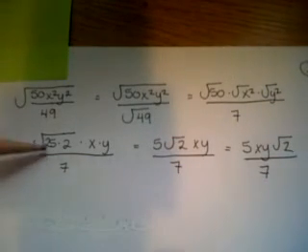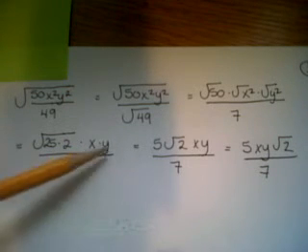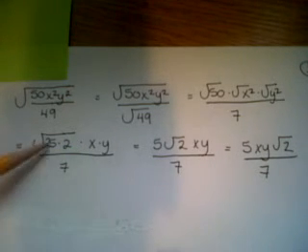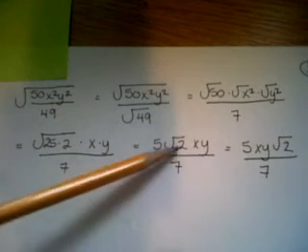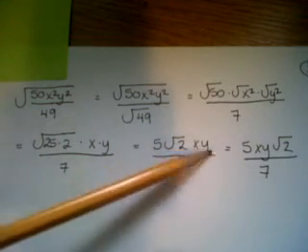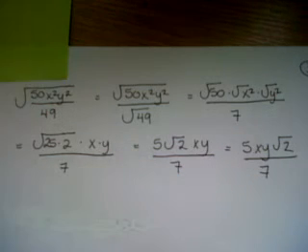Well, this is the same as saying the square root of 25 times 2, and the square root of x squared is x, the square root of y squared is y, that's over 7. Well, this breaks down into the square root of 25 times the square root of 2, but the square root of 25 is 5, and then I have the square root of 2 times x times y over 7, and that becomes 5xy square root of 2 over 7.